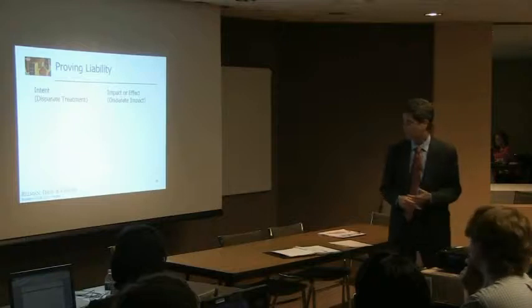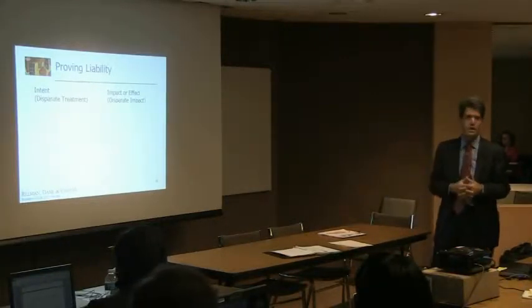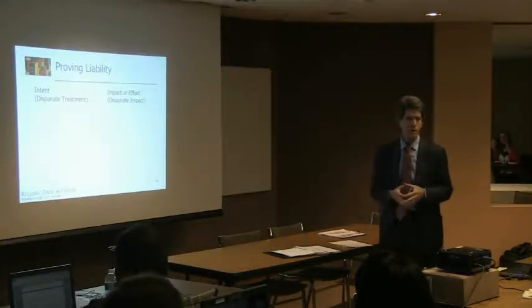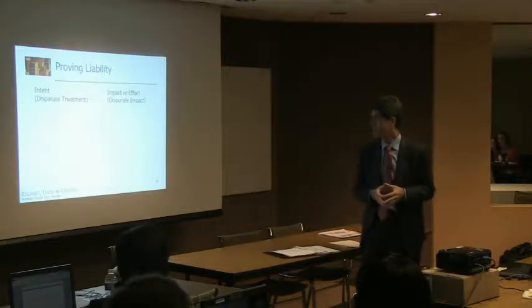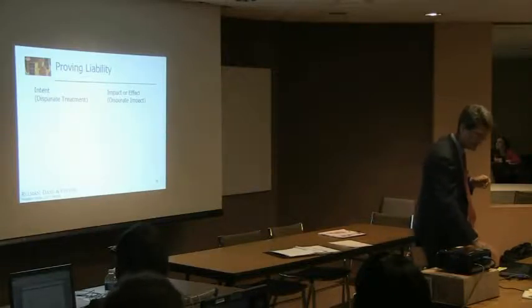if you're a fair housing lawyer. Okay, so I've talked this morning about how there are two ways to prove liability. One we call disparate treatment, which requires a showing of intent. And the other is disparate impact, where we look at results or the effect of a neutral rule or policy.